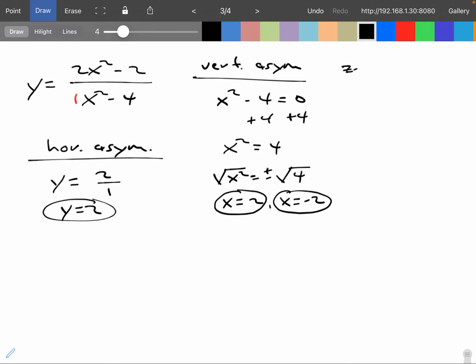And then the last thing we got to do is find the zeros. So for the zeros, that's the same thing as the x-intercept, right? So what do I set equal to 0? The numerator or denominator?